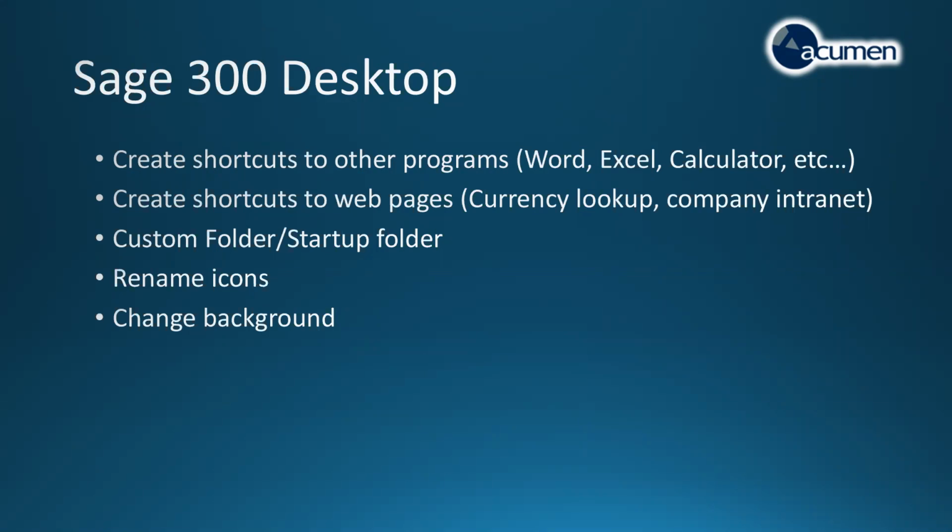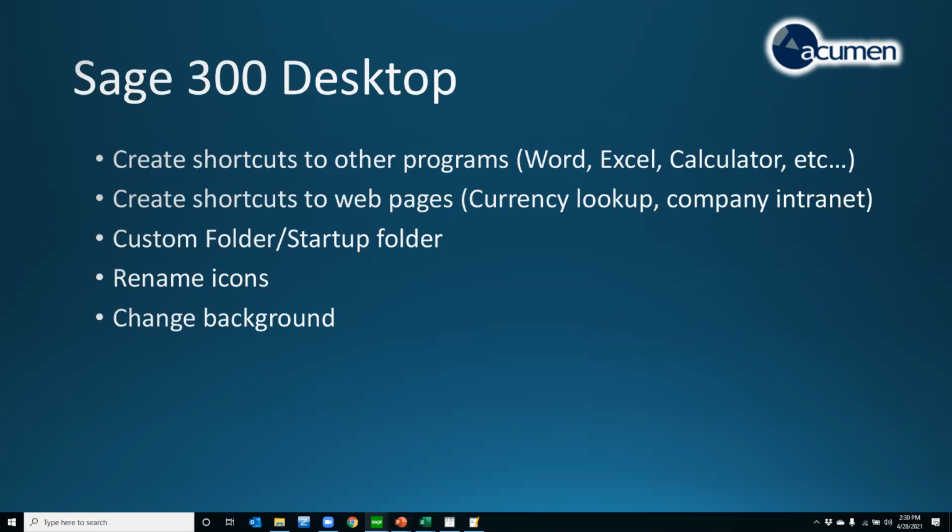But you can add shortcuts to other icons. You can add shortcuts to other programs or macros or reports, even to web pages. So if you wanted a link to your company intranet, or maybe oanda.com for a currency lookup, custom folders. There's one where you can put in a startup folder. So I'll show you that. If I name it startup, every time I log into the company, it's going to launch anything in that folder, which is pretty neat. And then I can rename icons. I can change backgrounds of the actual screen. So let's take a look and jump over to Sage.